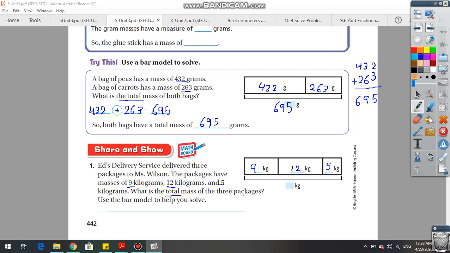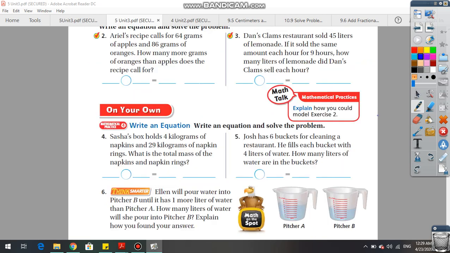He wants the total, so I'm gonna say 9 plus 12 plus 5 equals, if I do it here, I'm gonna say 12, 9, 5. Okay, 2 plus 9 equals 11, 11 plus 5 is 16, 6 and carry up 1, 1 plus 1, 2. So it's 26 kilograms. Okay, and I'm gonna write here 26. Okay guys, we will move on to the next page.